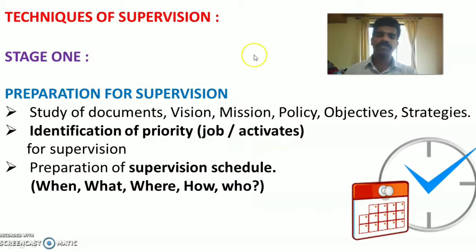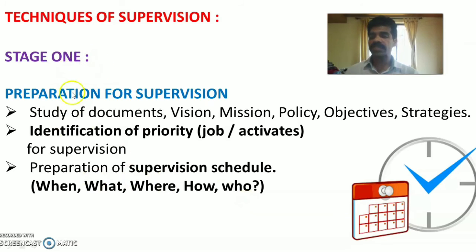Let us discuss in short about the techniques of supervision. First stage is preparation for supervision. Here the supervisor will study the various documents of the organization or institution, its vision, mission, different policies, rules and regulations, terms and conditions, objectives, goals and targets, and certain strategies or activities. Then second is identification of the priority area of job and activities for supervision, that is identification of the prioritized job activities for supervision. Then preparation of the supervision schedule, that is when, where, what, how, who has to do the activities to fulfill the objectives or goals.